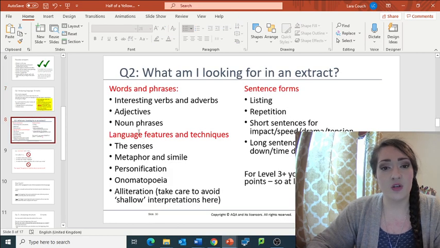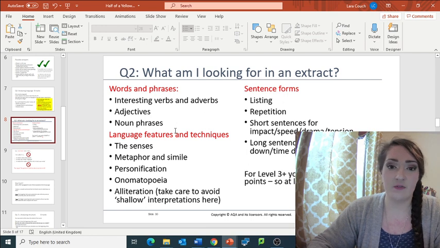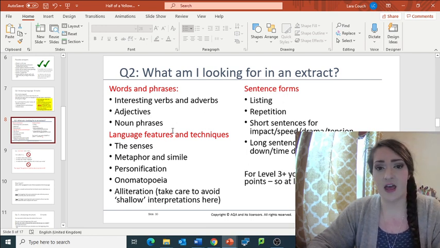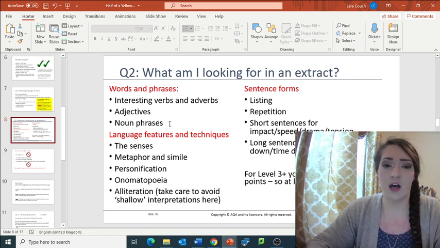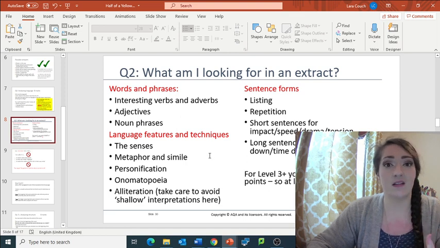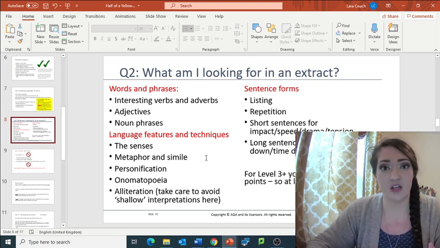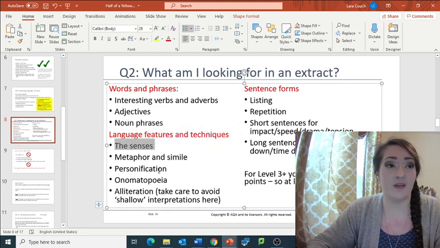Let me explain those a little more. So what could words and phrases mean? Interesting verbs and adverbs, adjectives, noun phrases, language features, the senses, so sensory detail is a language feature. Creative writing is what we covered last half term. I wanted you to write about all the senses in as much detail as you can, so you know what the senses are. Metaphor and simile, personification, onomatopoeia, and alliteration.